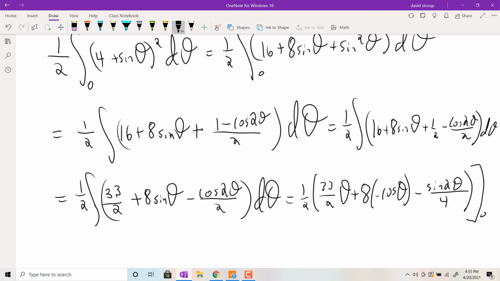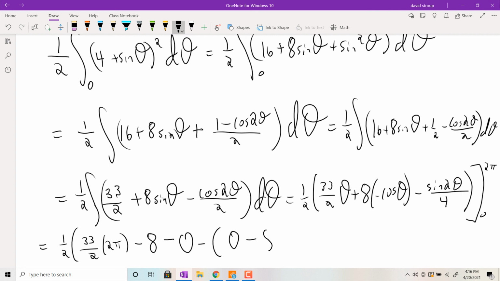And then we want to evaluate from 0 to 2 pi. So this will be 1/2 times 33 halves times 2 pi minus 8 cosine of 2 pi, which is 1, so it's just minus 8. Minus sine of 2 times 2 pi, sine of 4 pi, which is 0, divided by 4 is still 0. Minus, and then plug in 0 for everything, so I get 33 halves times 0, which is 0. Minus 8 cosine of 0, which is 1 again, so minus 8. And then minus sine of 2 times 0, which is sine of 0, again 0.